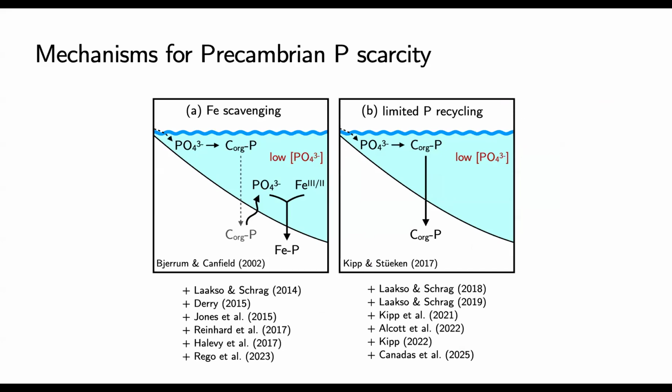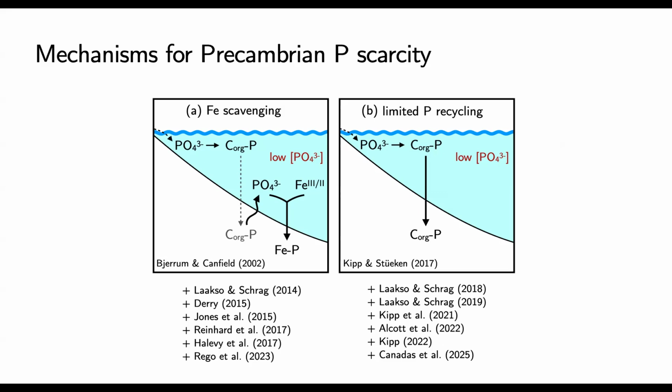I've broken them down here for sake of argument into the iron scavenging camp and the limited recycling camp. There are a number of studies shown here that touch on different aspects of this. And what I'm going to do first here is just look at some ways of trying to look for evidence for one or the other of these mechanisms at play.